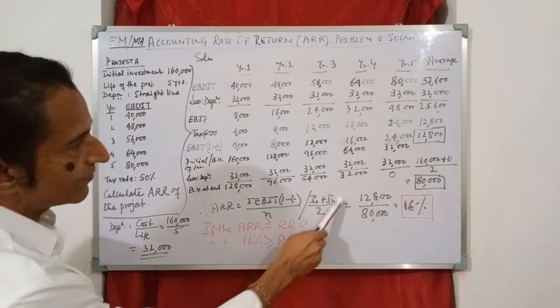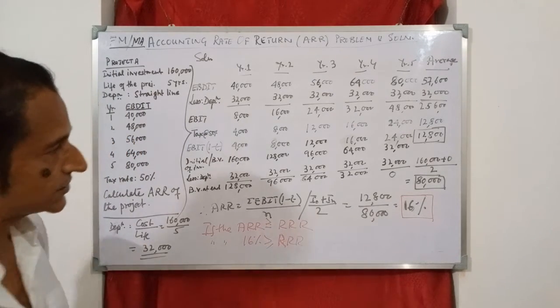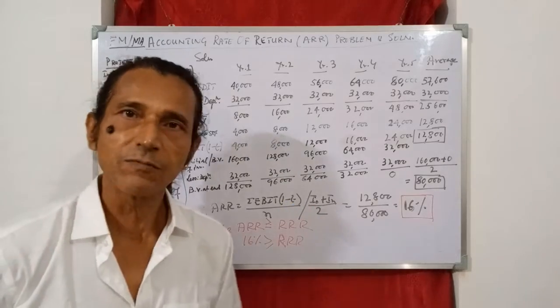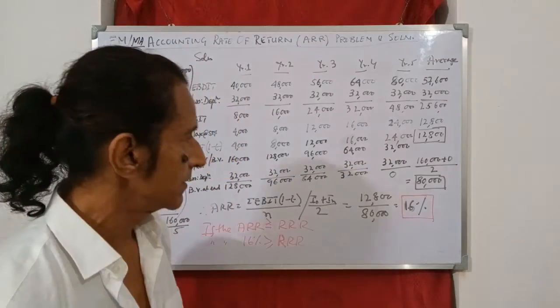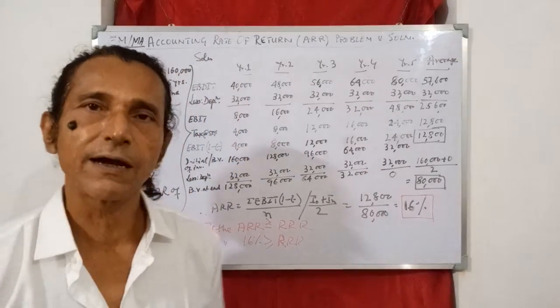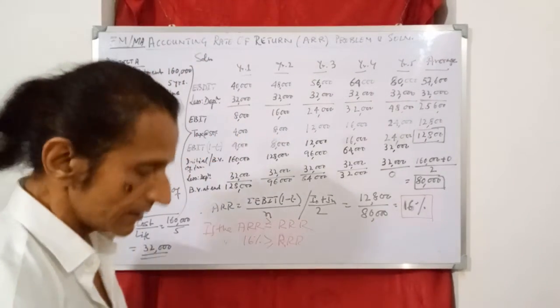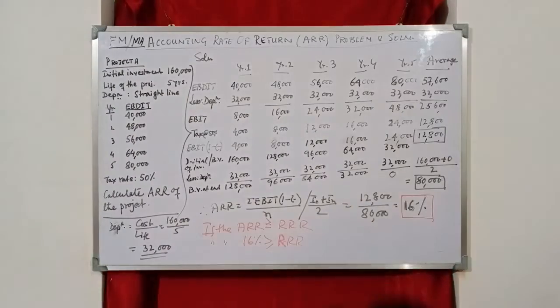This part is the average investment. I0 is the initial investment, IN is the book value of the investment at the end of the life of the project, divided by 2, so we get the average investment.